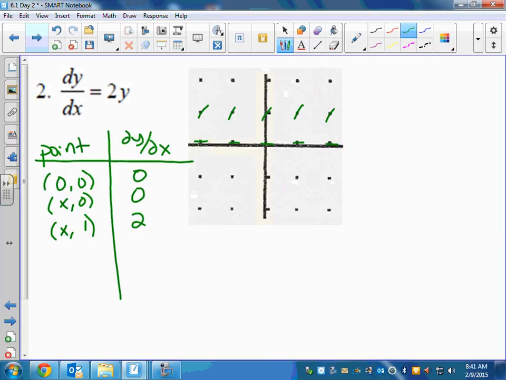What about the next line up? Y would be 2. So 2 times 2 would be a slope of 4. What's the slope of 4 going to look like? Really, really steep, right? Like not a vertical line, but steep.